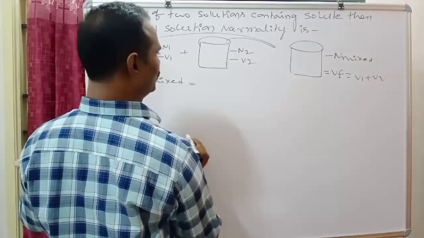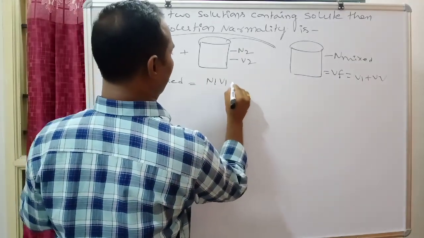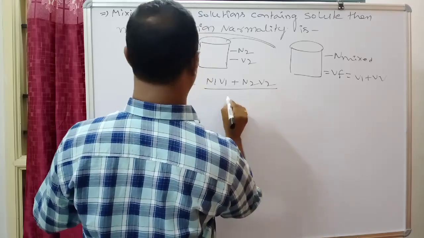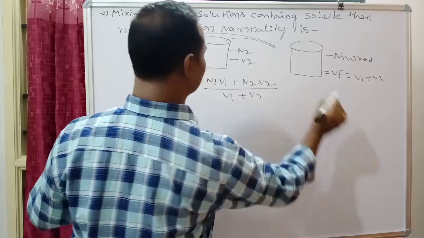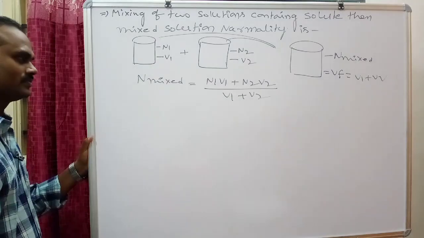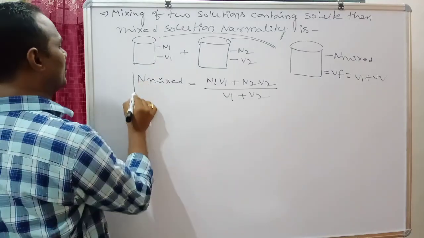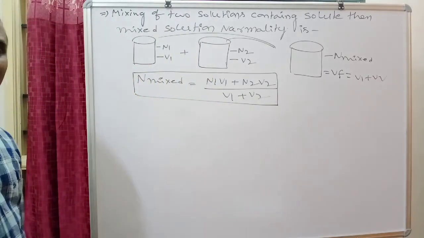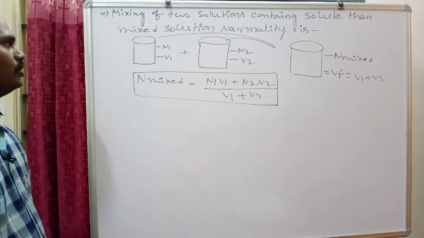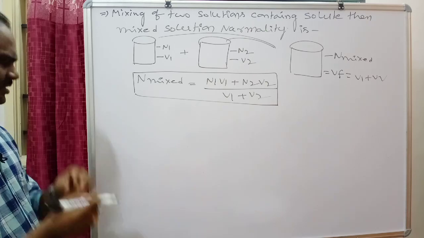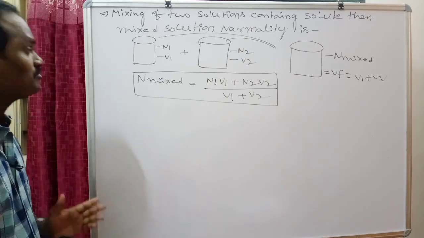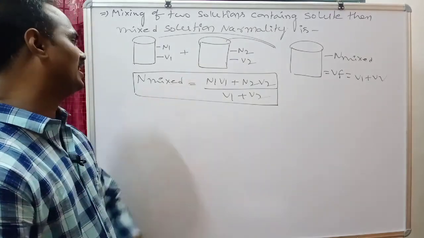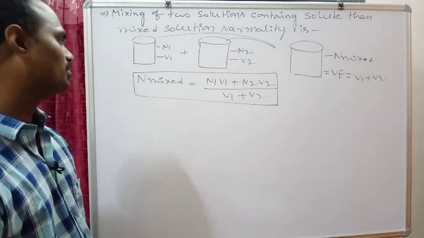Now the mixed solution normality N mixed is equal to N1 V1 plus N2 V2, all divided by V1 plus V2. Is it clear? This is the mixed normality, similar to the mixed molarity formula. When two solutions containing the same solute are mixed, to calculate the resultant solution normality we use this formula.